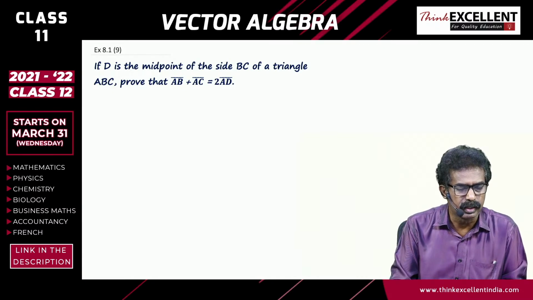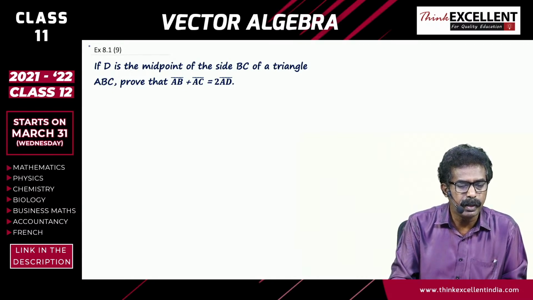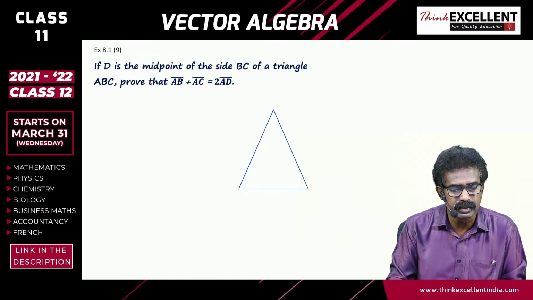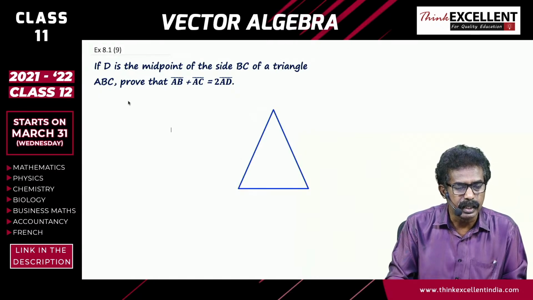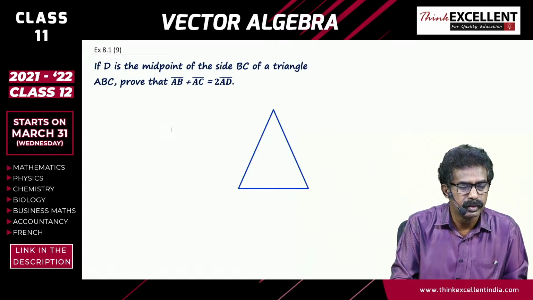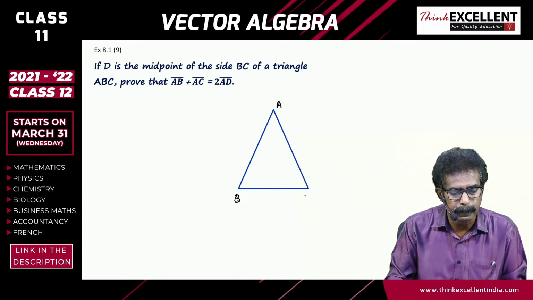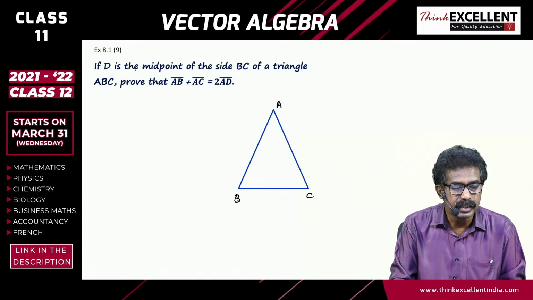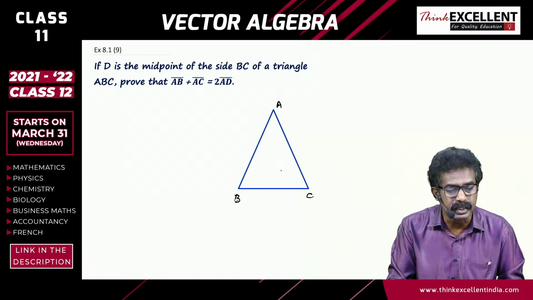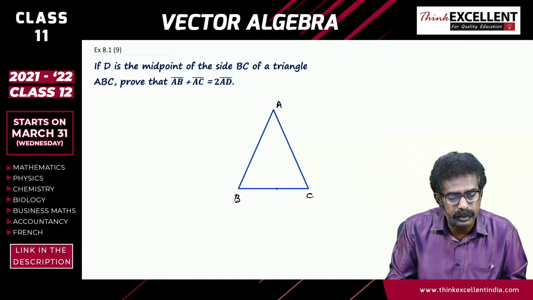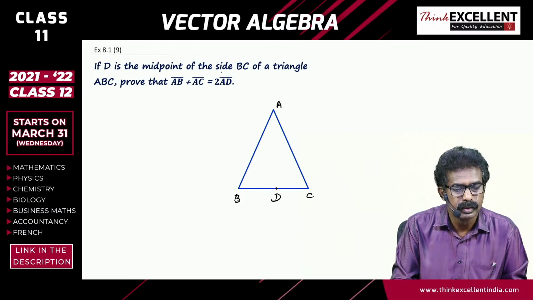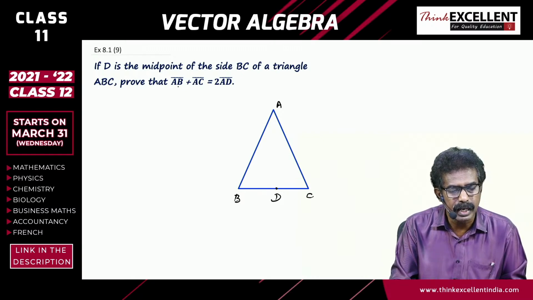Now look at another question. Numerical sums are very simple sums. Look at this one. If D is the midpoint of the side BC of triangle ABC. See, one triangle is given. ABC is this triangle. Listen carefully. D is the midpoint of BC of triangle ABC. Prove that AB vector plus AC vector is equal to 2AD vector.